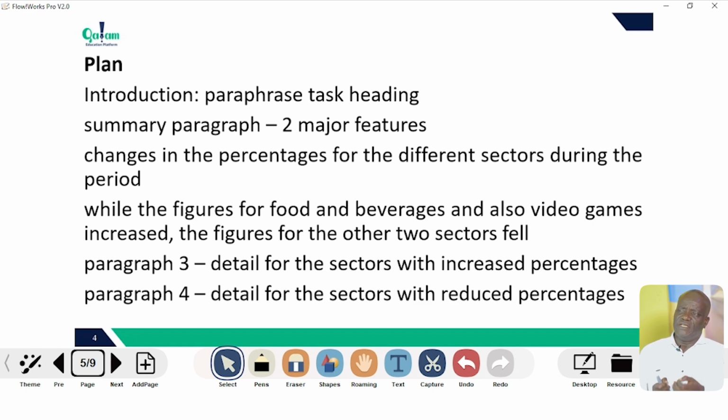Paragraph 3, detail for the sectors with the increased percentages. You do that in paragraph 3. While in paragraph 4, you detail the sectors with the reduced percentages. You just explain that. So you also pause, then go through this as you look back at the two pie charts to understand and try to imagine why there were some increases and why there were some reductions. Yes.